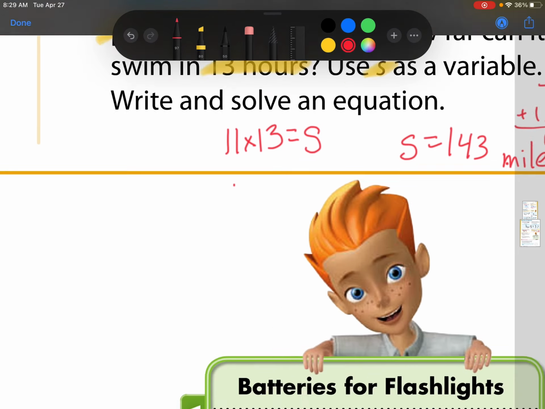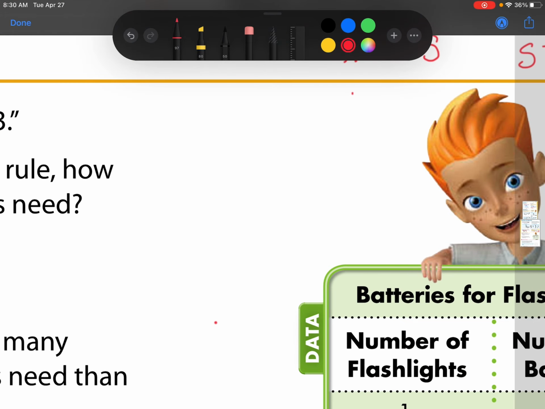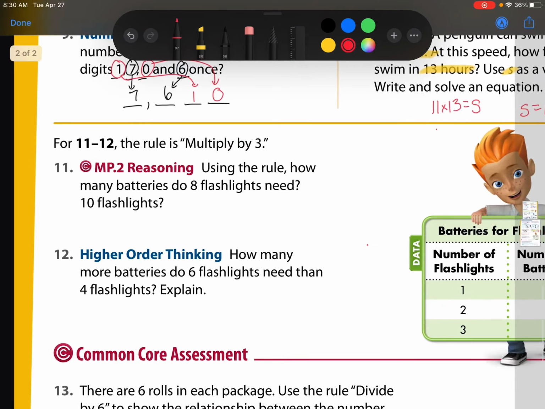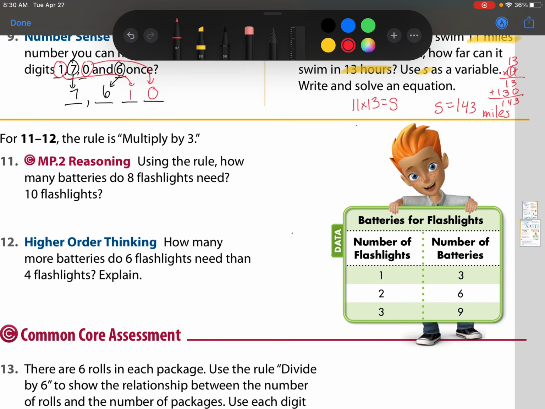Now, let's check our last remaining bits. We only have 3 more. For number 11 and 12, use the rule, multiply by 3. So how do we get from left to the right? We times 3. Left to the right, times 3. 3 times 3 equals 9. Using the rule, how many batteries do 8 flashlights need? So if we have 8 down here, what would this number be? Well, that's 8 times 3 is 24. So 8 flashlights is 8 times 3 equals 24 batteries.